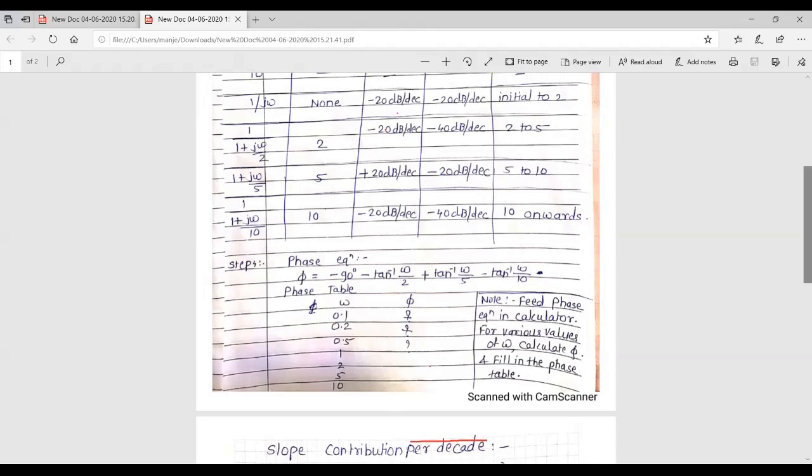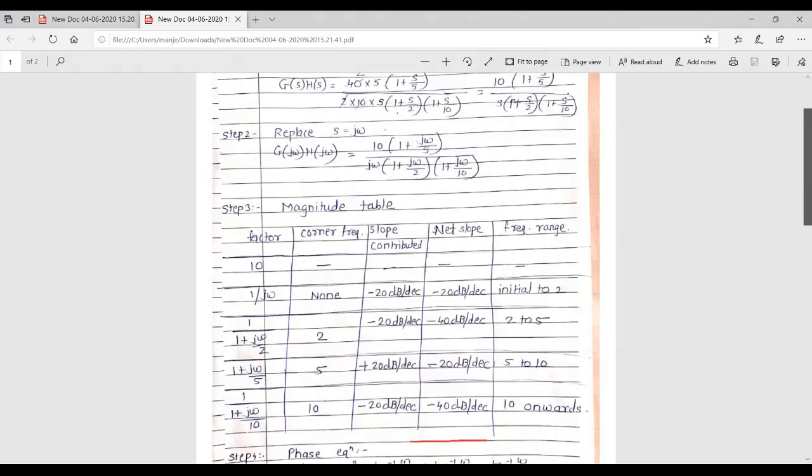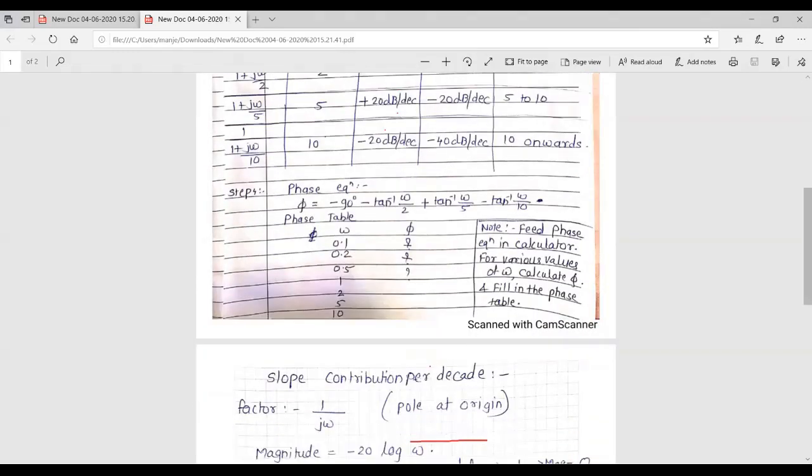Okay. And then here we can see this factor will contribute plus tan inverse of omega by 5 because this factor is in the numerator. Now for these two factors, both are negative, minus tan inverse of omega by 2, minus tan inverse of omega by 10. So by adding all of that, you can write the phase equation as minus 90 minus tan inverse of omega by 2 plus tan inverse of omega by 5 minus tan inverse of omega by 10. Here you need to take care of the signs because people might make mistakes in that.